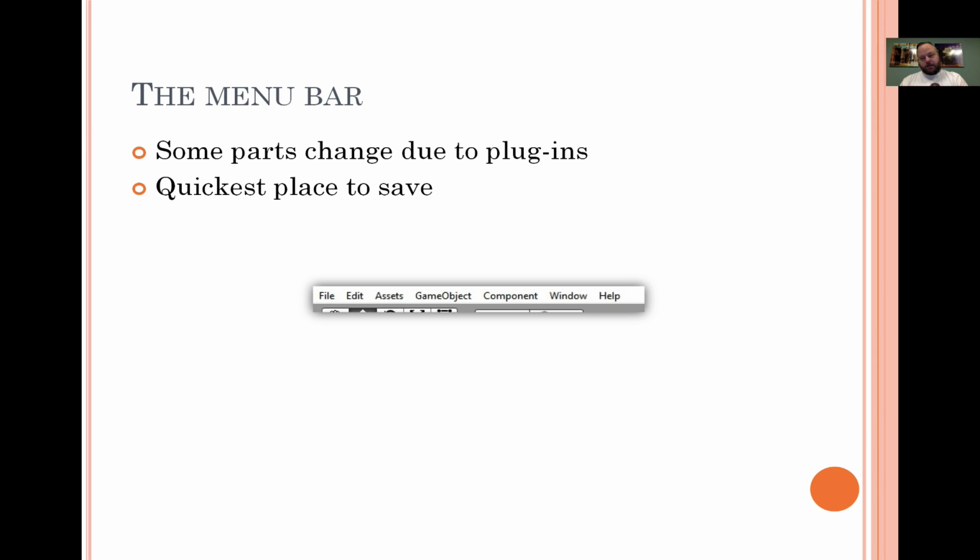First, we're going to look at the menu bar. The menu bar is where a lot of the actions that we're going to do will take place. This is also the quickest place to save everything. And it can change, and does change, as you use Unity. Certain plugins will give you new menu objects and other things like that. So let's go ahead and move on.